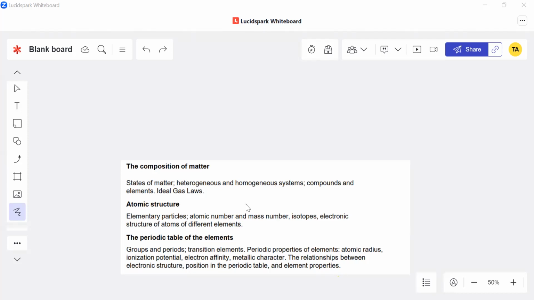Okay, so in the last few classes, I did composition of matter and atomic structure, and in this class, I'll do chapter number 3, which is the periodic table of elements. Remember, this is the IMAT chemistry syllabus, from the IMAT syllabus of 2022. The 2023 syllabus is not out yet, so we are following the old syllabus.